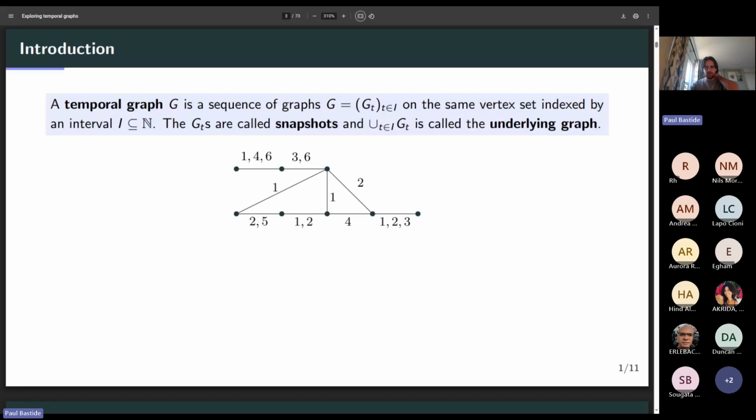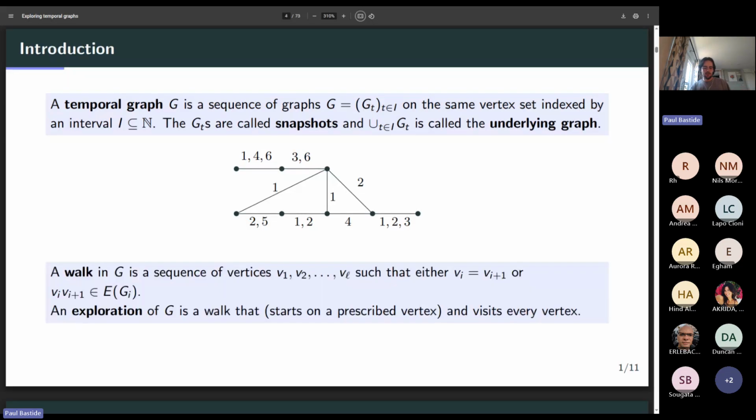Okay, so let's introduce things. Probably for the fifth time or more today, I'm going to talk about temporal graphs. I won't go into too much detail about what they are. I guess you all know, but I see them as a sequence of graphs indexed by some time interval, and I really take the snapshot view. I think it's the most suited for this specific problem. A snapshot is just one graph at some time t, and the union of all those snapshots is what I call the underlying graph. So it's a sequence of graphs on the same vertex set.